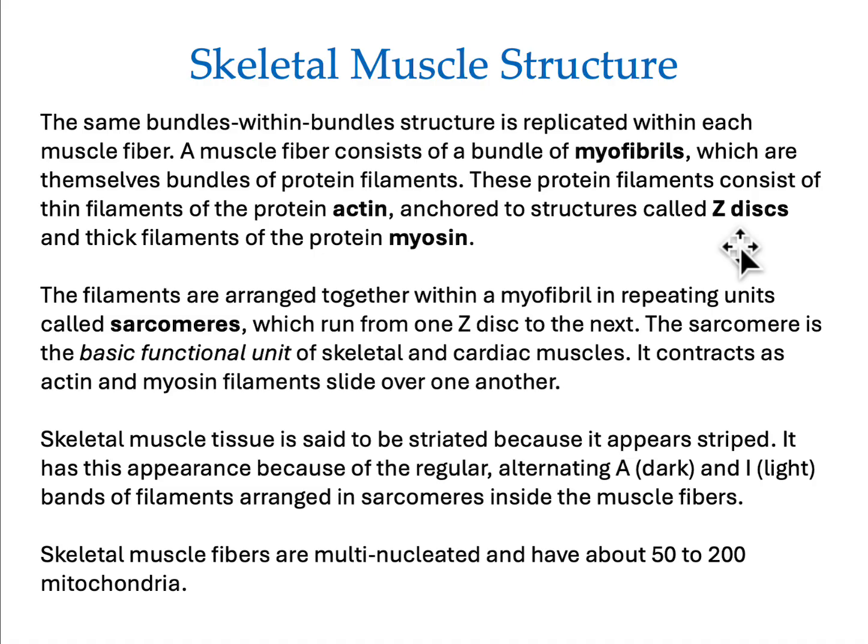These sarcomeres run from one Z disc to the next. The sarcomere is the basic functional unit of skeletal and cardiac muscles. It contracts as actin and myosin filaments slide over one another. Skeletal muscle tissue is said to be striated because it appears to be striped. It has this appearance because of the regular alternating dark, which are A bands, and light, which are I bands, of filaments arranged in sarcomeres inside the muscle fibers. Skeletal muscle fibers are multinucleated and have about 50 to 200 mitochondria.